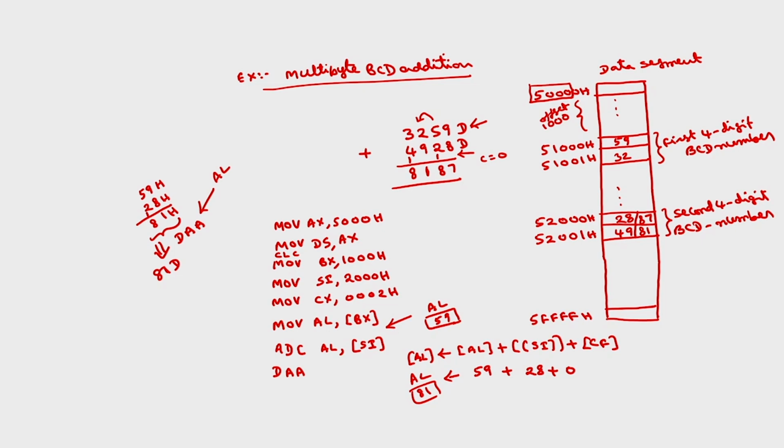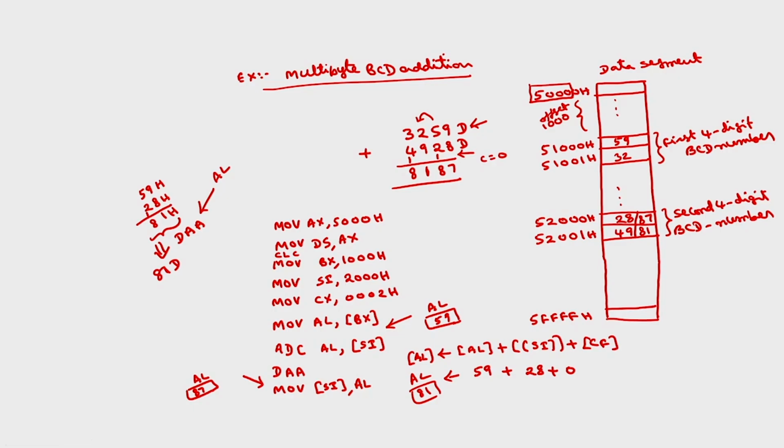Before writing the loop instruction I have to store the result also. I want to replace the second number with the result. The 8-bit result 87 is now present in AL. That I want to store back at the offset of 2000, which is pointed by SI. So the instruction will be MOV [SI], AL, so that this 28 will be replaced with the lower order result 87.